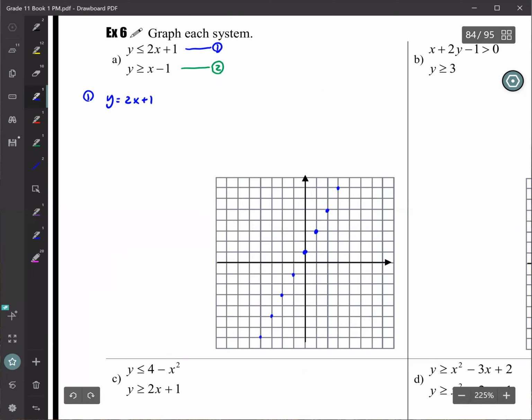Okay, this one has an equal sign in the question, right? So this is a solid line. So let's draw that, solid. Okay, can you raise your hand if you finish the graph? Then I'll move on to the next thing, okay? Raise your hand when you finish the plotting.